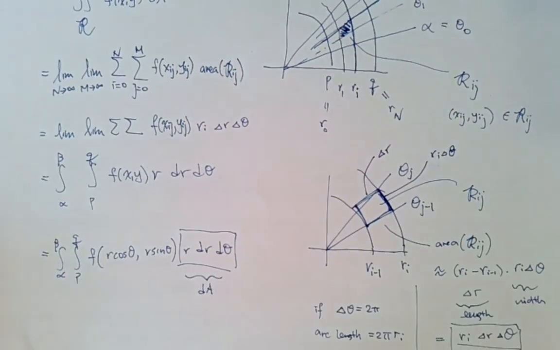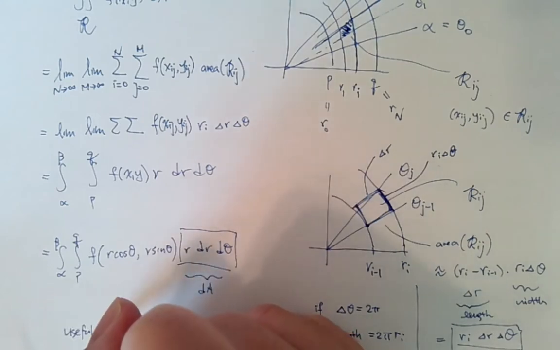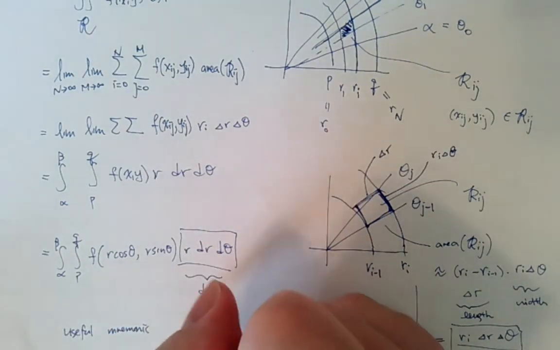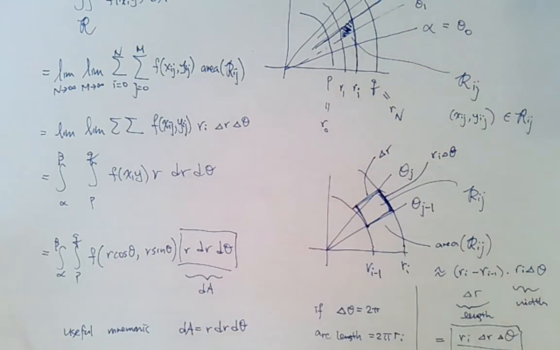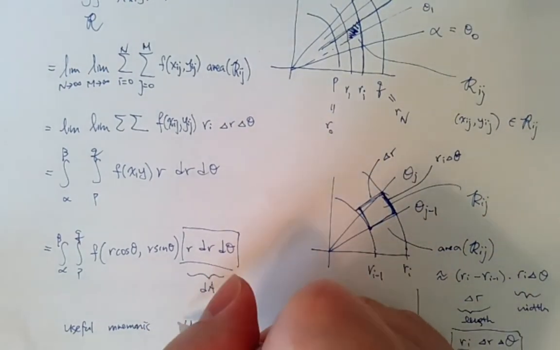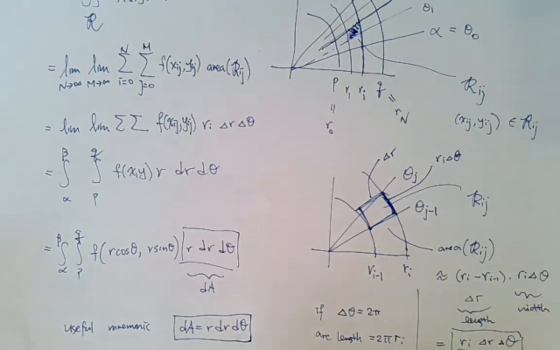So a useful mnemonic device is to remember that dA is equal to r dr d theta. Now I could have, of course, started off by just giving you this formula, this mnemonic device, and be done. And that's how I learned calculus, by the way. And I never understood why we have to stick an r in there. Why doesn't dA just become dr d theta?